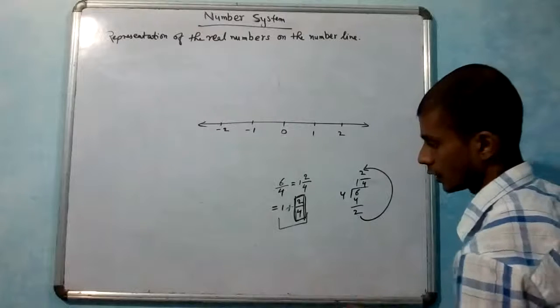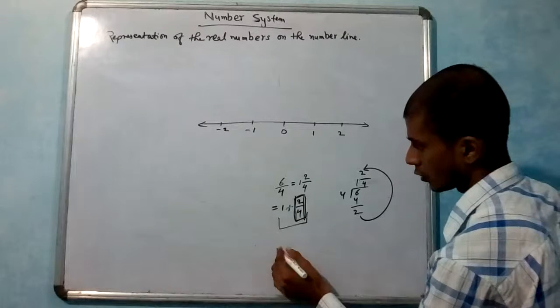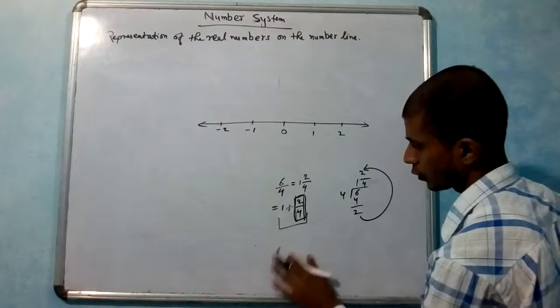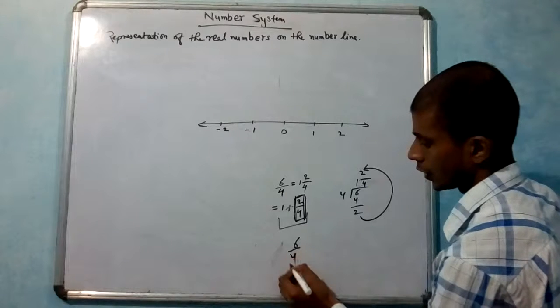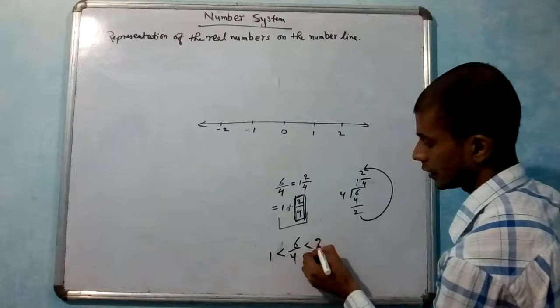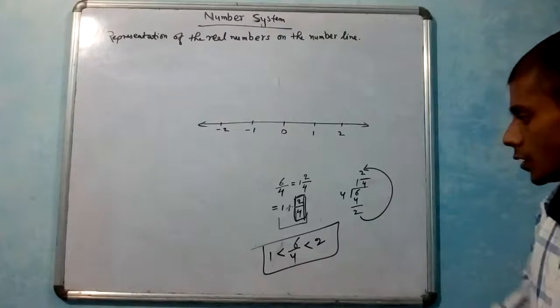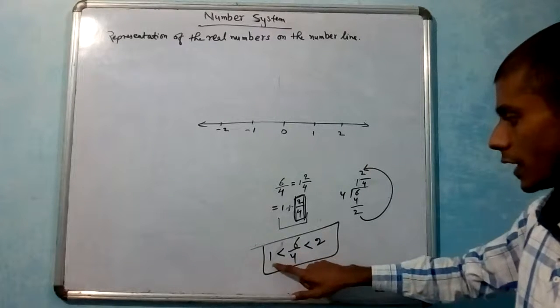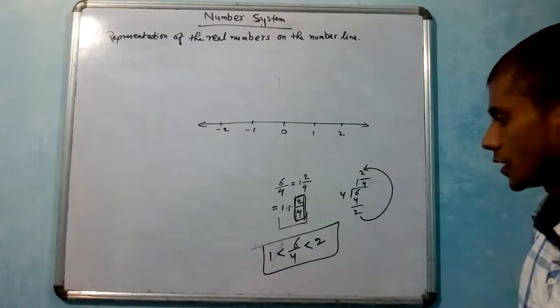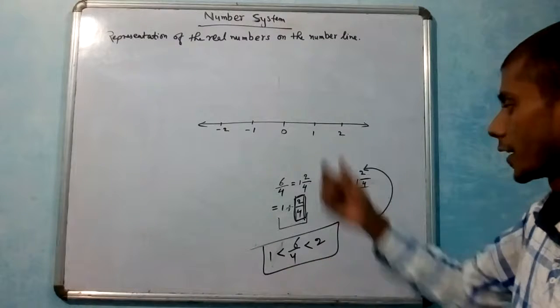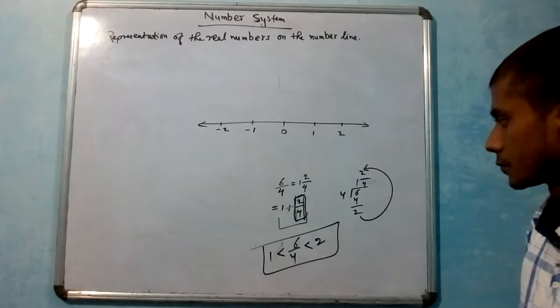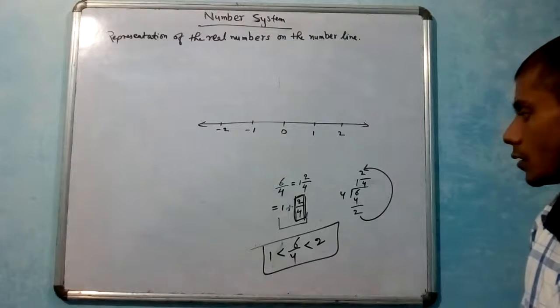Okay? So this whole is going to lie 1 plus 1 by 4, that is 6 by 4, is greater than 1 and lesser than 2. 6 by 4 is greater than 1 and lesser than 2. Means it is going to lie between 1 and 2 again. Clear where it is going to lie?